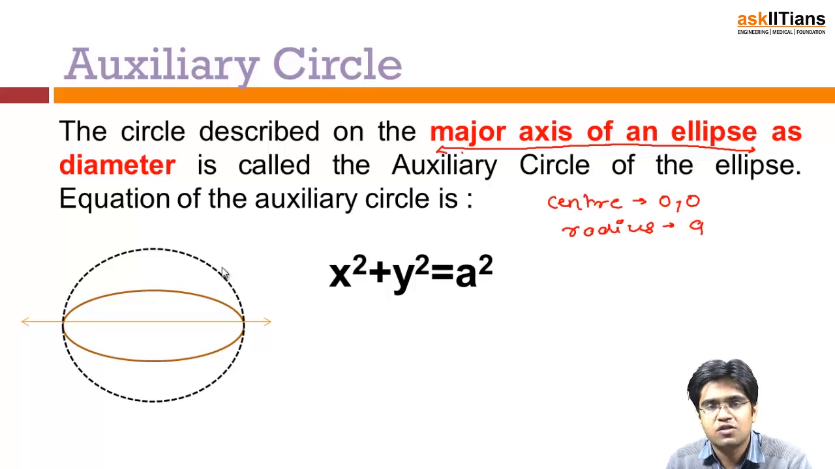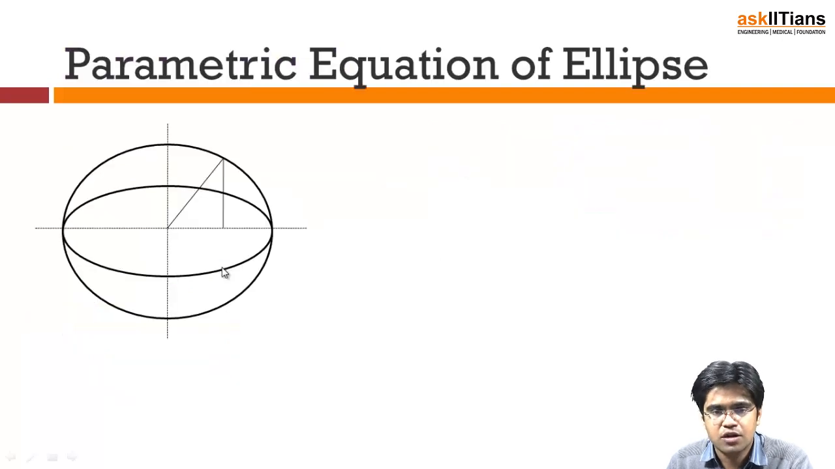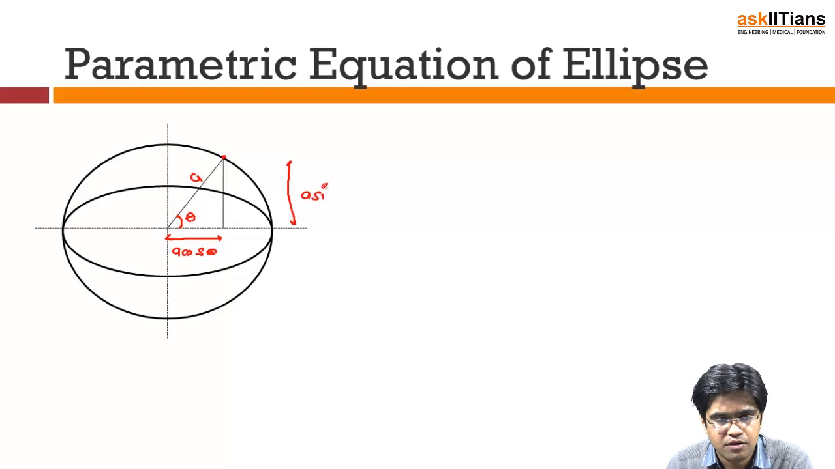Now what is the use of the auxiliary circle? We all know that the auxiliary circle is used to find the parametric equation of any curve. This is the auxiliary circle. Let's say that this angle is theta. Now we know that the radius of the auxiliary circle is a. So this length will be a cos theta, and this length will be a sin theta by resolving the components. That means this point is (a cos theta, a sin theta).